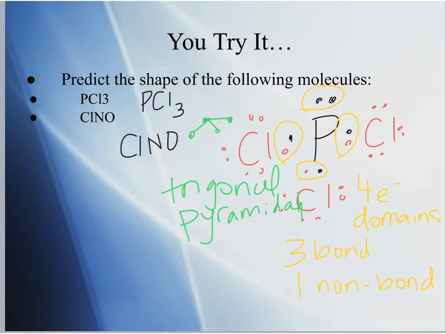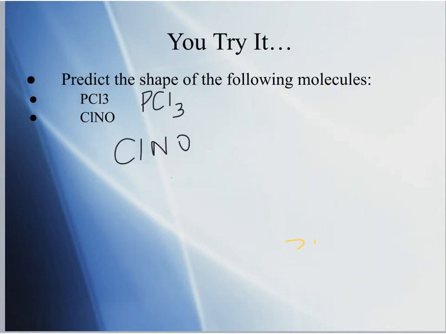All right, let's go ahead and take a look at ClNO. So we have chlorine, nitrogen, and oxygen. And between these three, nitrogen is going to make the most number of bonds. So we're going to start our Lewis dot structure with nitrogen.